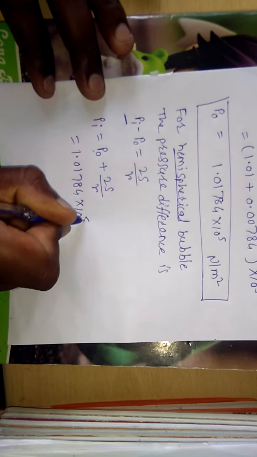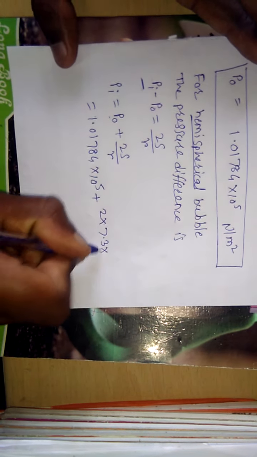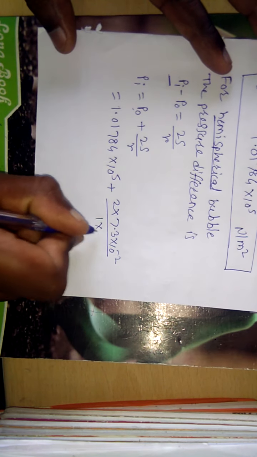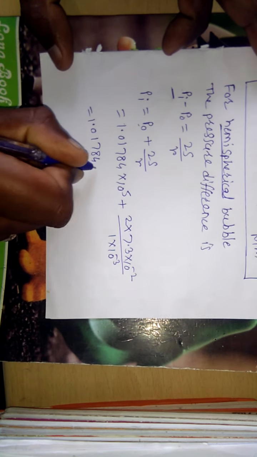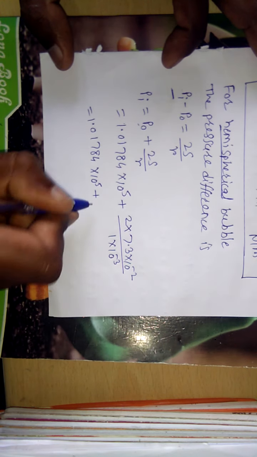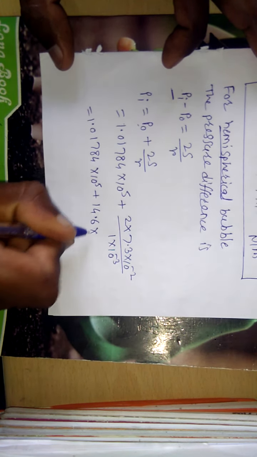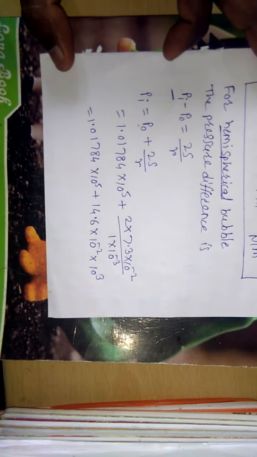The pressure outside is 1.01784 into 10 to the power of 5 plus 2 into, what is s? Surface tension is 7.3 into 10 to the power of minus 2, divided by r. r is 1 into 10 to the power of minus 3. Now this is equal to 1.01784 into 10 to the power of 5 plus 2 into 7.3, that is 14.6 into 10 to the power of minus 2, into, when the 10 to the power of minus 3 goes to the numerator, it becomes 10 to the power of 3.